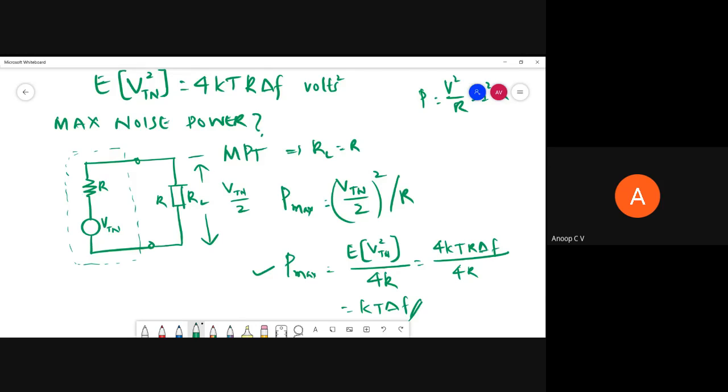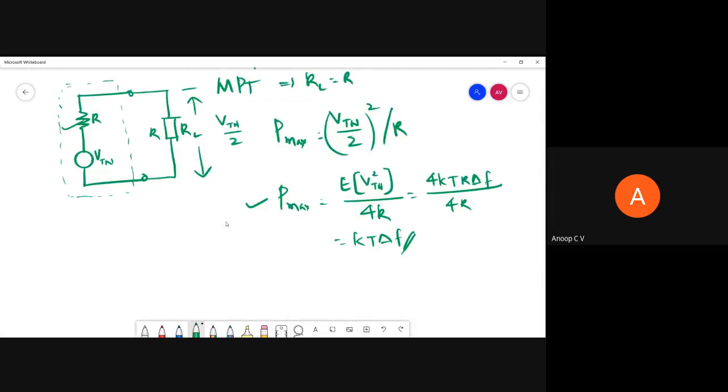This maximum power transfer happens when R is equal to the effective resistance of the network to which we are connecting the source. So this is the maximum power delivered, in watts, given by K T delta F, where delta F is the bandwidth, T is the absolute temperature, and K is the Boltzmann constant. This is the maximum power a thermal noise source can deliver.